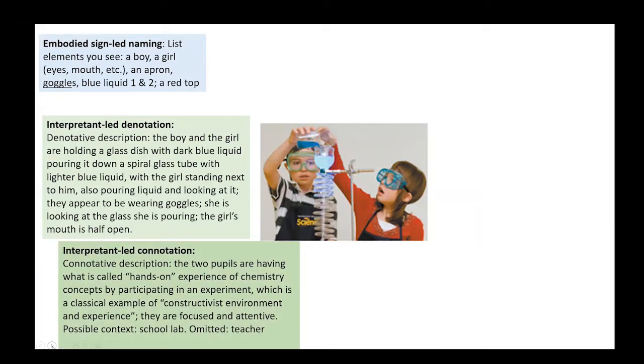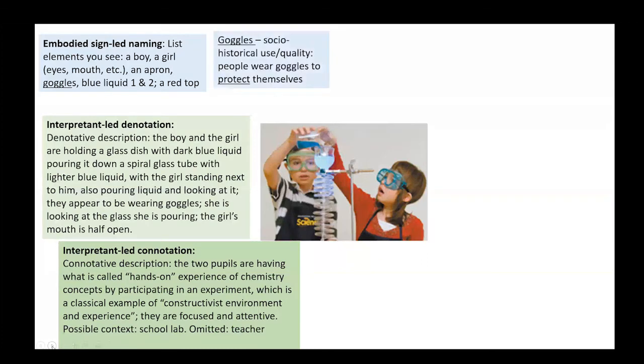And then we do the connotative interpretation. So what does this description mean? Most probably what it reminds us of, more socioculturally. So the children, the boy and girl, are most probably pupils, or posing to be pupils. That would be most accurate because this is a stock image. They're posing as pupils, having what is called hands-on experience of chemistry and participating in an experiment. And it's a classical, iconic example of a constructivist environment.